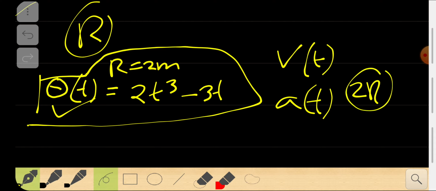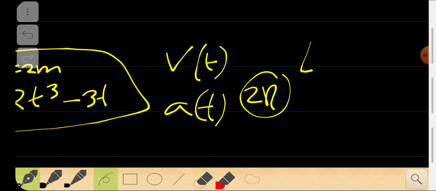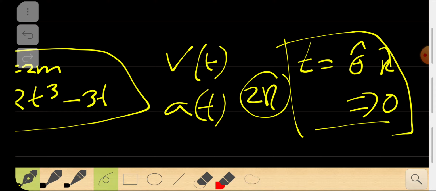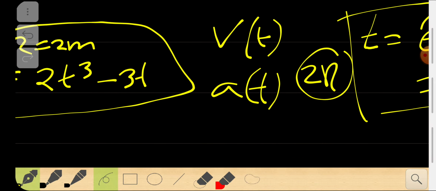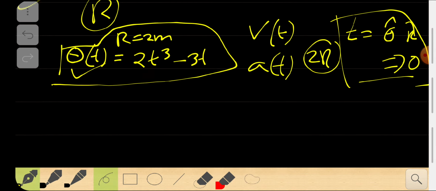This is what I need to find out. And I can also find the time when the acceleration in the theta cap or r cap direction is 0, right? So you can also do that. If the acceleration is 0, when will it have 0 acceleration? So this might seem hard for you guys, but this is very easy.